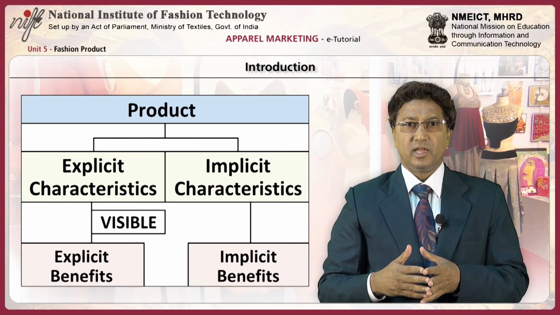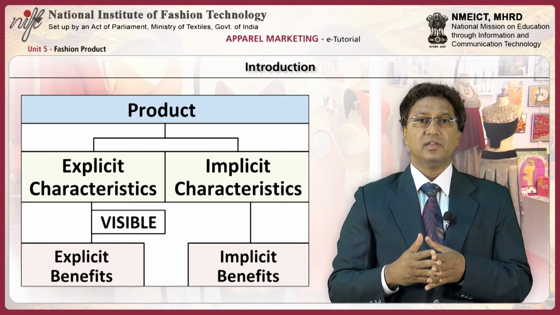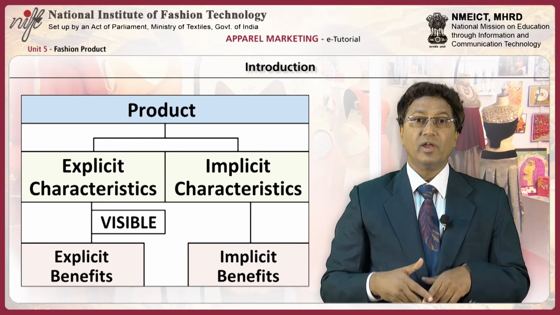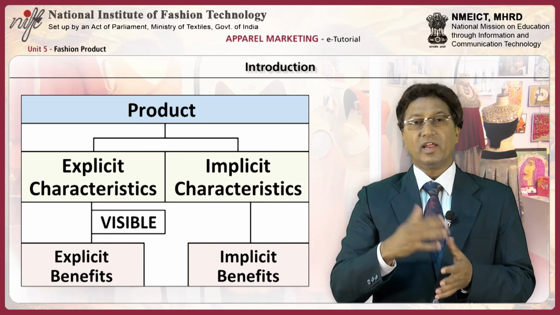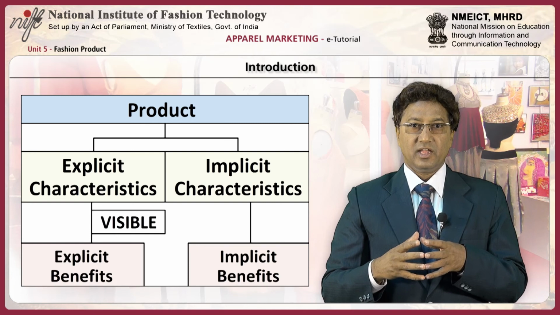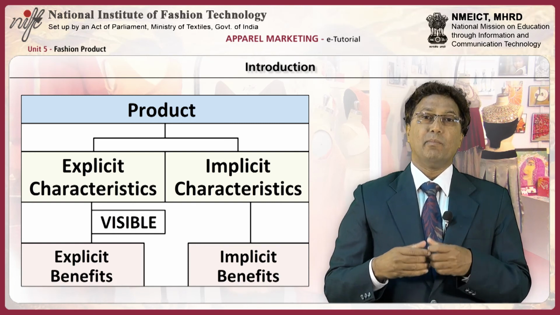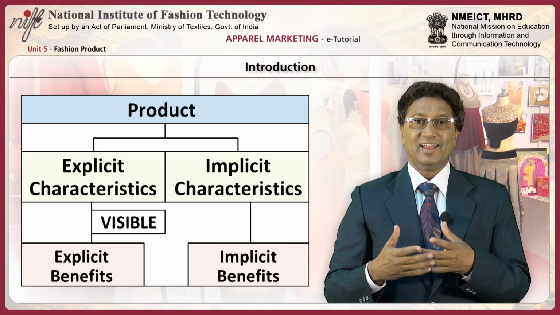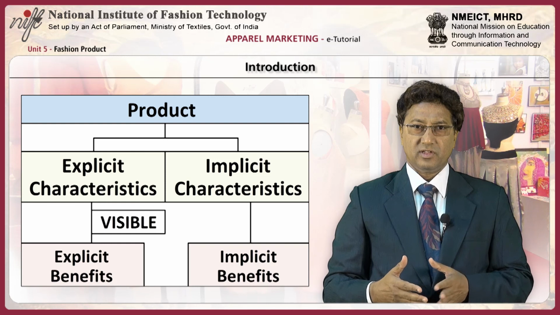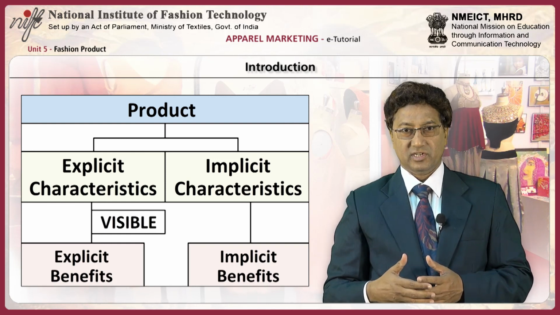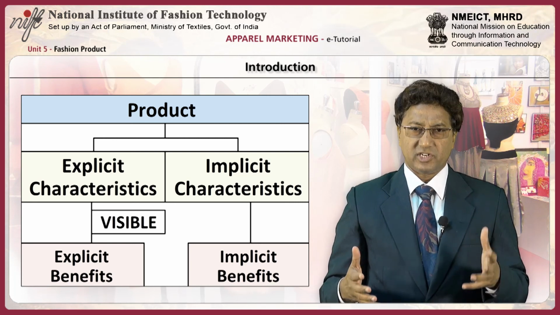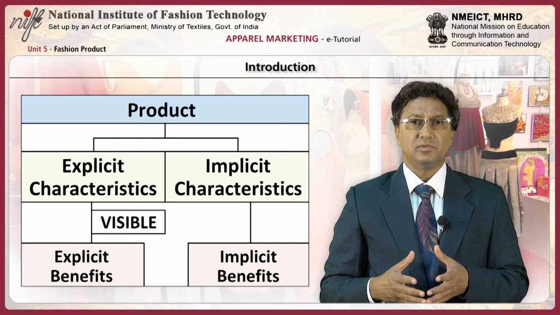A product may be a good, service, place, person or an idea. For a customer, it need not be only one physical aspect. Even services like bank, telecom, railways, airlines, they are all branded like Kingfisher Airlines or Indian Railways, HDFC Bank, ICICI Bank. These are all products which are offered to the customers.